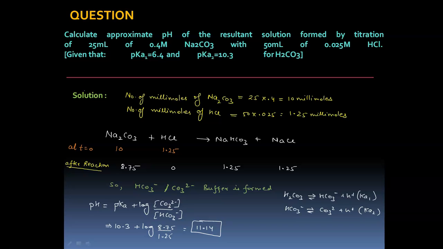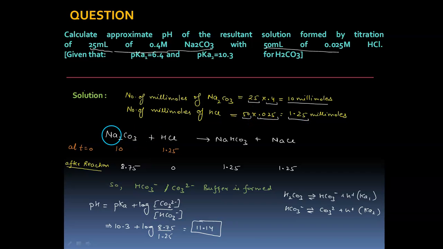It says: calculate the approximate pH of the resultant solution formed by titration of 25 ml of 0.4 molar Na2CO3 with 50 ml of 0.025 HCl. If we take these numerical values, where I have taken Na2CO3 slightly more, the number of millimoles of Na2CO3 is 25 into 0.4, that is 10 millimoles. And the number of millimoles of HCl is 50 into 0.025, that is 1.25 millimoles.